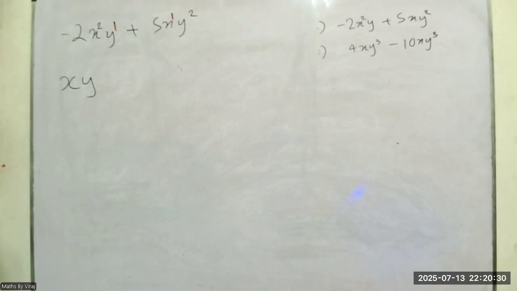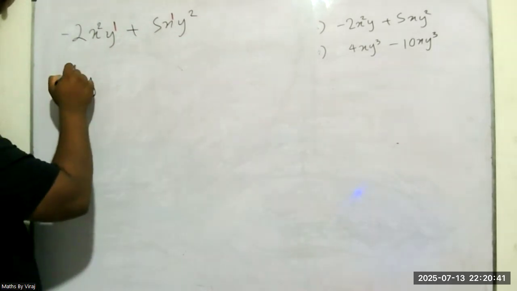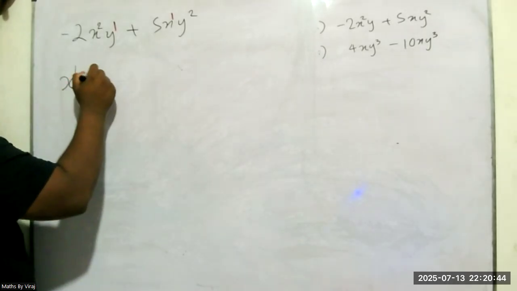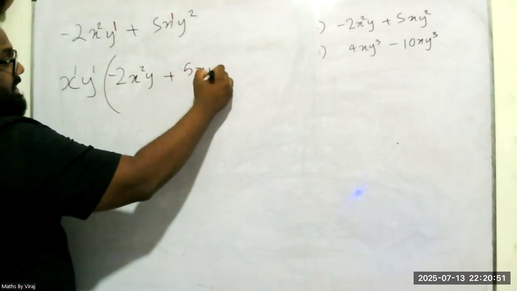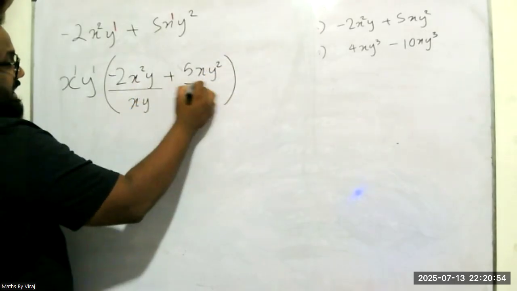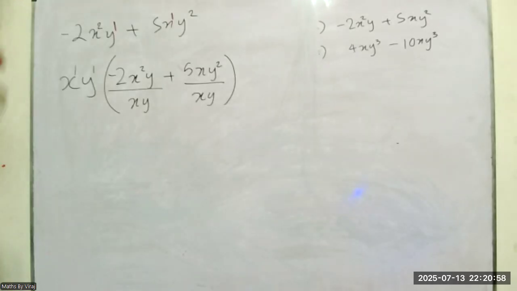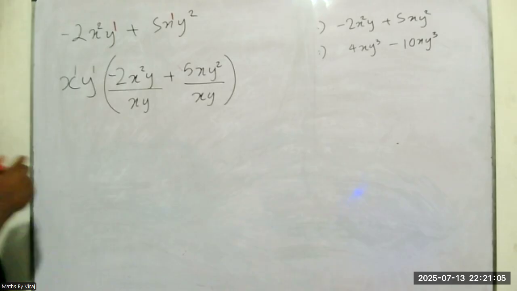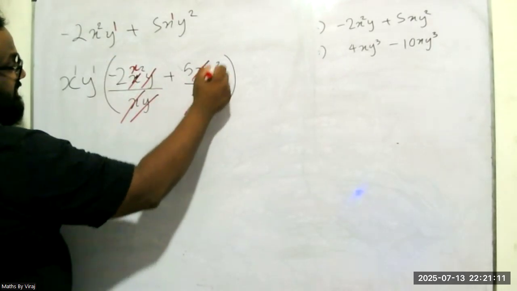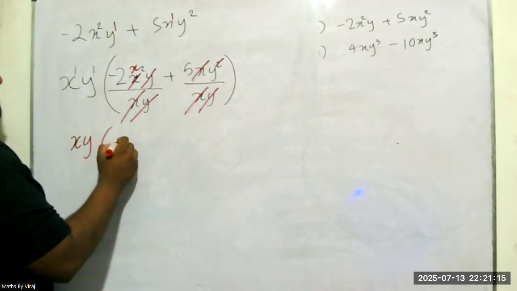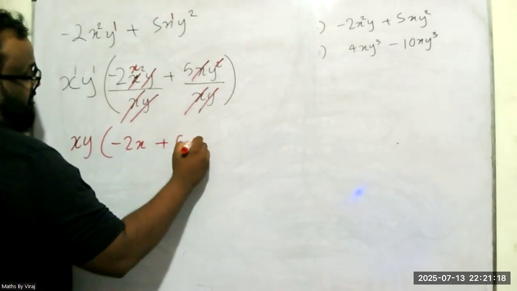You have to select the lowest power of the common letters. What is the lowest power of x? 1. What is the lowest power of y? 1. As I've said before, whatever the common term that you take out, you have to divide all the terms in the expression by the common term. What have we gotten now? X and x cancel off. Y and y cancel, here one single x remains, and one y. Final answer: xy times minus 2x plus 5y.